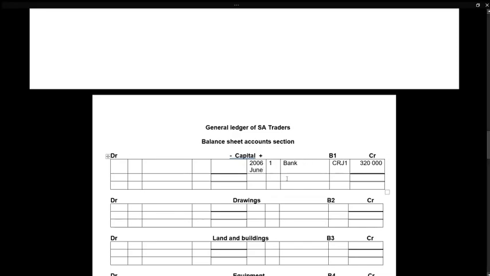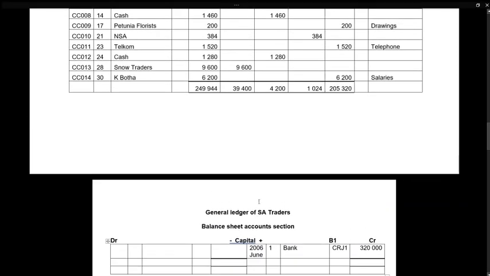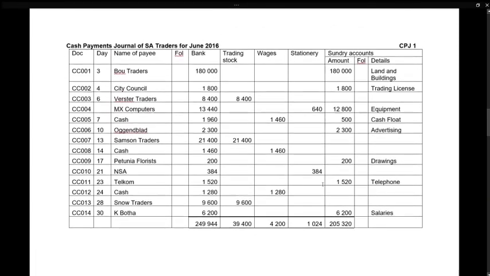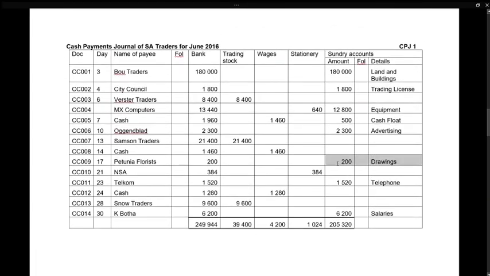Right, okay, then drawings. Let's go and find drawings. Remember, drawings is only money that we can pay. Here's that transaction. It took place on the 17th, and we need to put it in our general ledger accordingly.